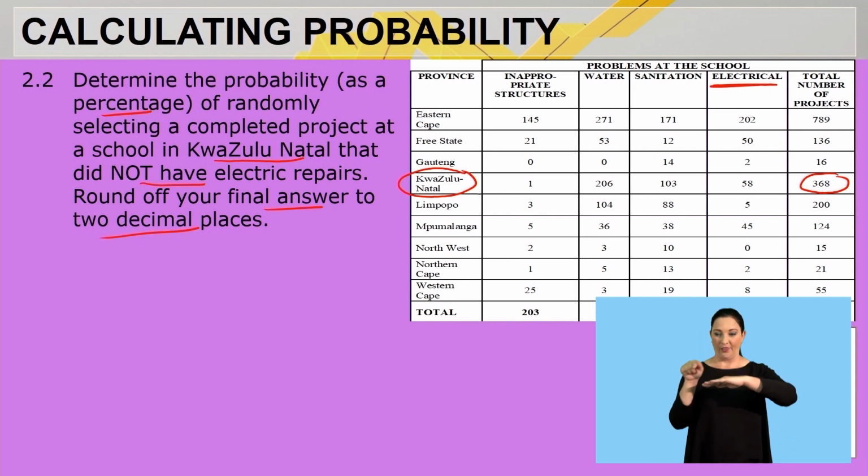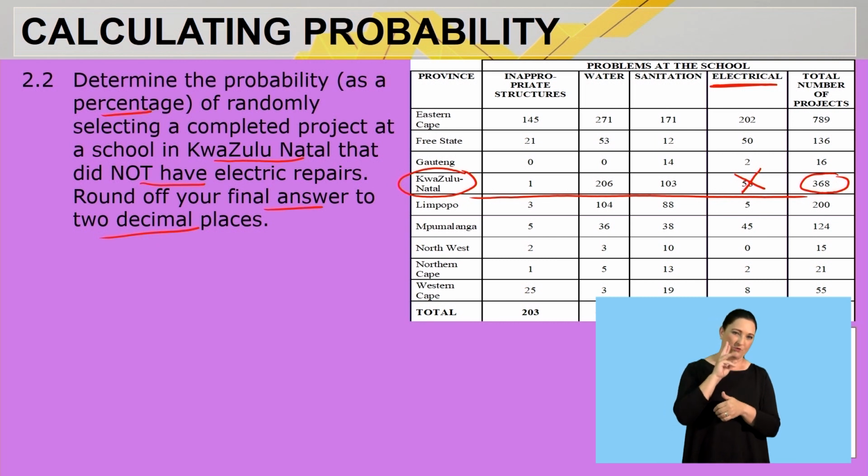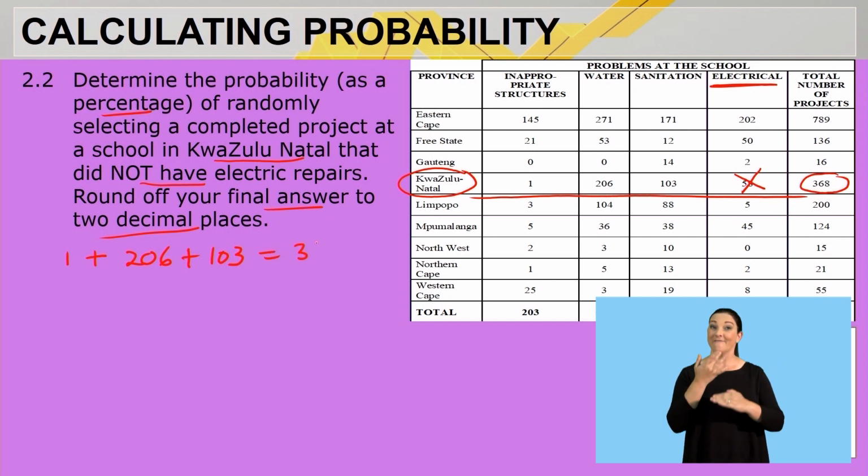So basically we're going to work here with these values. Important is that I have to exclude the electric repairs. So I'm going to work with the inappropriate structures, the water and sanitation. So my favorable outcomes therefore is 1 plus 206 plus 103. Okay, so let's quickly add that together. It's 1 plus 206 plus 103. So that gives us a total of 310, which is now our favorable outcomes.